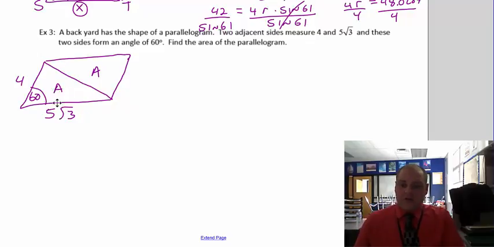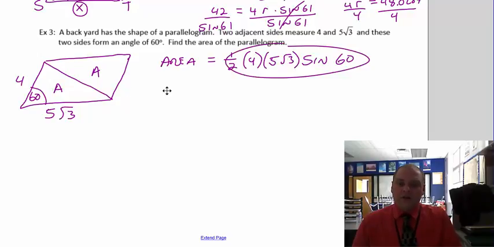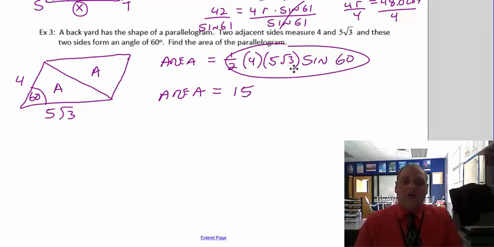So now we're just going to do the area of the triangle and then double it, right? So area equals 1/2 times 4 times 5 radical 3 times the sine of 60, just following the formula. Throw this all in your calculator. Area equals 15. So you throw that all in your calculator, you get 15.